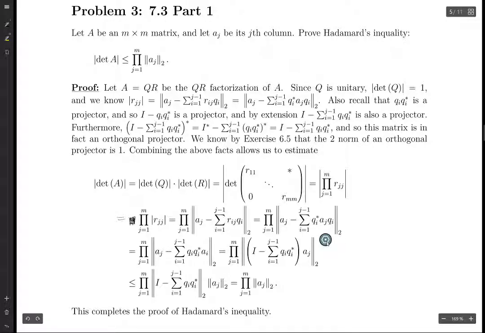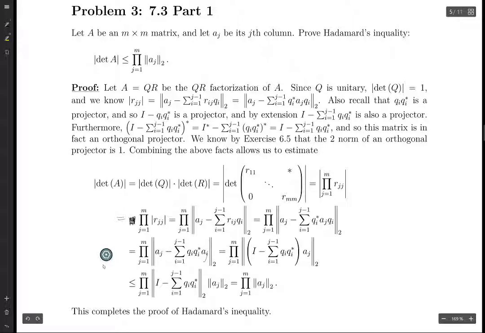Okay, so what do we do from here? Qi star times aj times qi, well, qi star times aj is just a scalar, so we can move it to the other side of qi, and so we end up with this, we have qi star ai. And now, no, that's a typo. This should be aj. Okay, I was scared for a minute, but this works out.